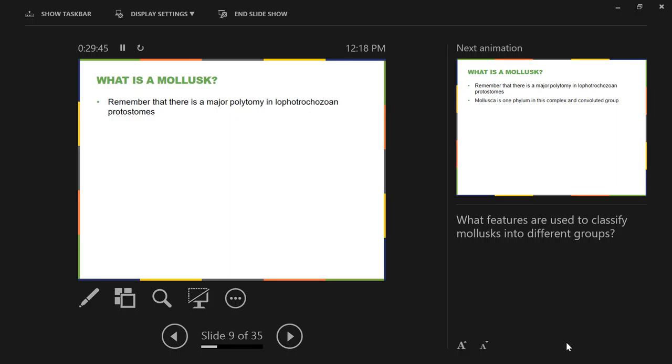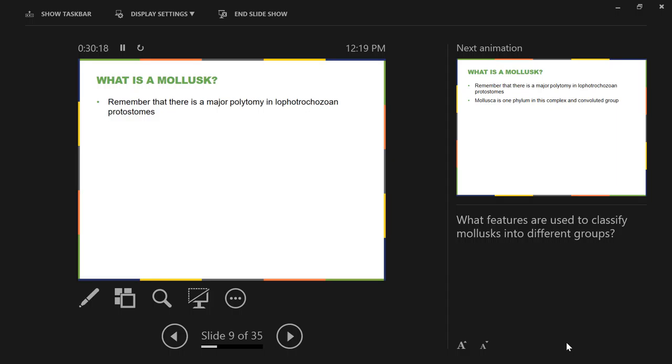So we talked about that genetic tools split protostomes into two groups. What were those two groups? One of them is up on the board. Lophotrochozoa, not Lophotrochozoan. That's an organism in Lophotrochozoa. And what's the other group? Ecdysozoa. Okay, Ecdysozoa. So remember that we talked about this before. Both of those groups, Ecdysozoa and Lophotrochozoa, have a polytomy.